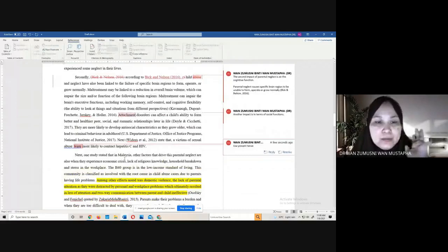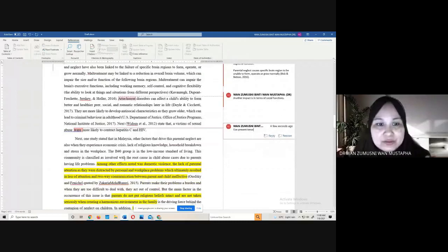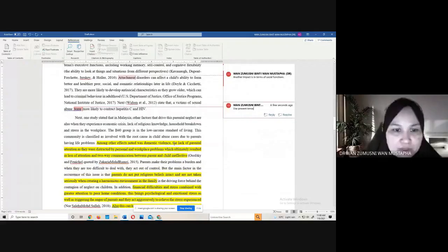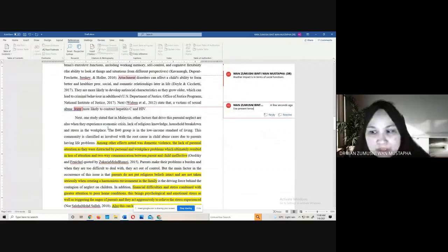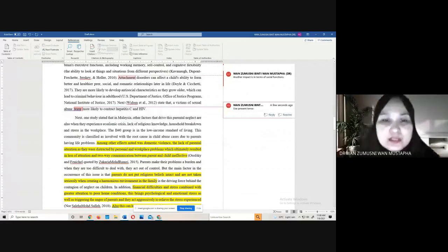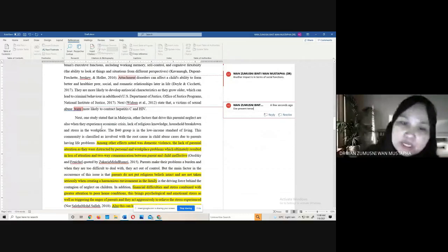Dari segi sini is a good, but topik sentence itu apa you nak cakap dalam ni? The B40, okay, this community, okay. Among another effects noted was domestic violence, the lack of respect. Good. Kenapa Zakaria Muhammad Rafizi ni jadi one word pula? Muhammad Ramzi. Buat last name Ramzi 2015, tak adalah Fir'aun sangat, bukan zaman Fir'aun lah, zaman Jepun je kan. So reference pun taklah lama sangat, 2015. Okay, kalau boleh dapat 2017, 2018 lagi bagus. Tapi point tu dah ada.